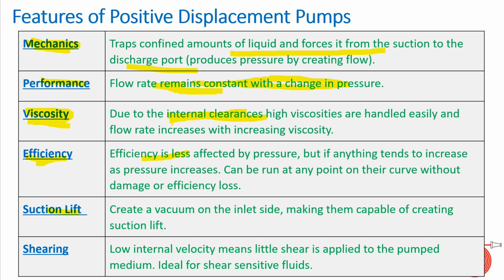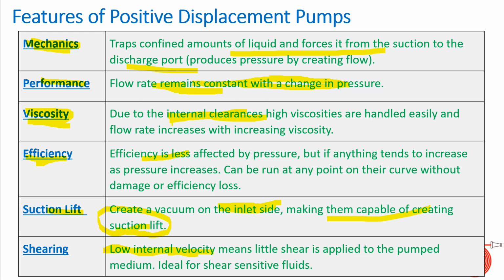Next is suction lift. They create a vacuum on the inlet side, as I already told in my previous example of a syringe, making them capable of creating suction lifts. So suction lift can be created very easily inside positive displacement pumps, and there is no problem of cavitation here, as it happens in centrifugal pumps. Low internal velocity means less shear, as the mechanical equipment of these pumps moves in a very slow velocity range as compared to centrifugal pumps, hence the shearing is very less.